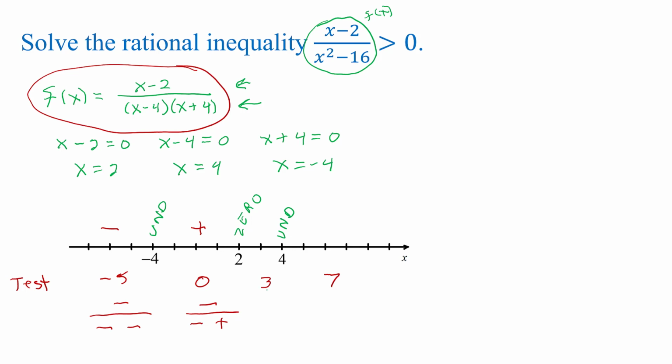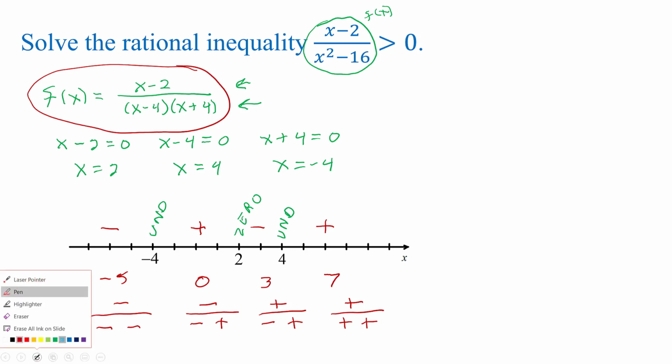Now let's move on to test x = 3. 3 minus 2 is positive, 3 minus 4 negative, 3 plus 4 positive. And so we're going to have negative y values between x = 2 and 4. Plugging in 7, we get 7 minus 2 positive, 7 minus 4 positive, 7 plus 4 positive. So positive y values to the right of x = 4.